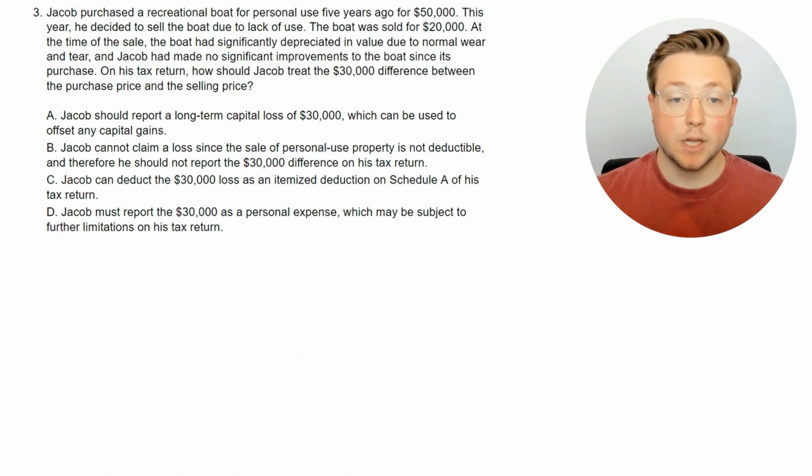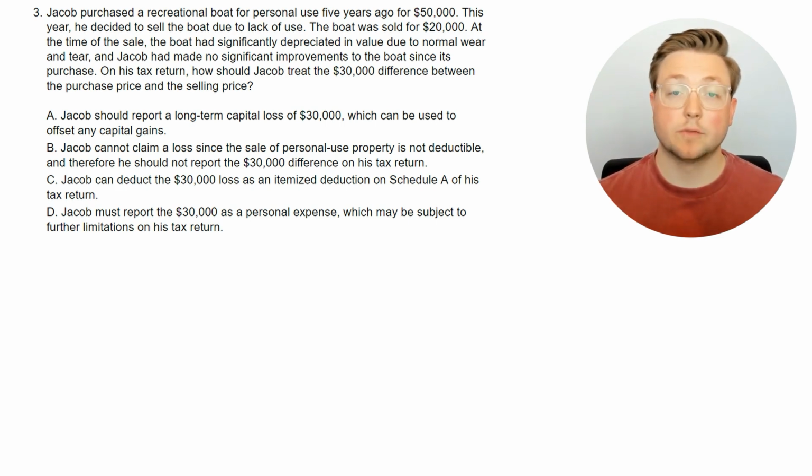Okay, question 3. Jacob purchased a recreational boat for personal use 5 years ago for $50,000. This year, he decided to sell the boat due to lack of use. The boat was sold for $20,000. At the time of the sale, the boat had significantly depreciated in value due to normal wear and tear, and Jacob had made no significant improvements to the boat since its purchase. On his tax return, how should Jacob treat the $30,000 difference between the purchase price and the selling price?